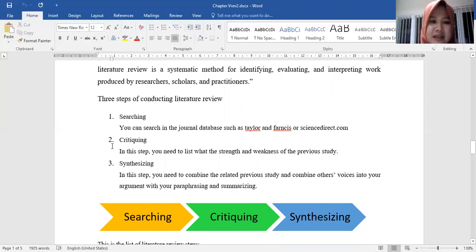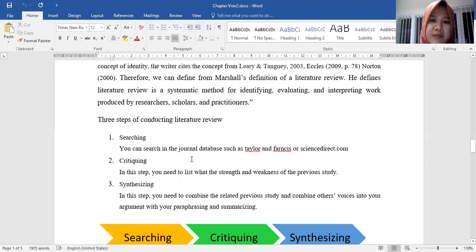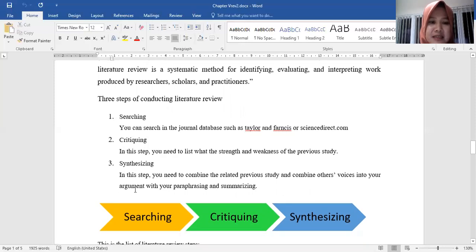After that, the second step is critiquing. Here you need to list the strengths and the weaknesses of the previous studies. It means that you have to read your references and then criticize the strengths and weaknesses of the previous studies, and then try to fill in the gaps between the previous studies and your present study. So here is critiquing.